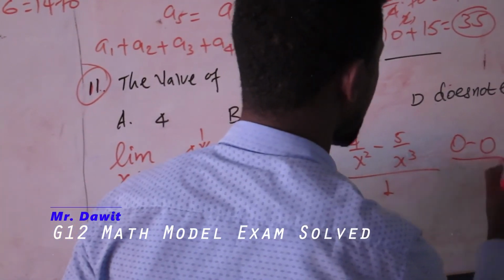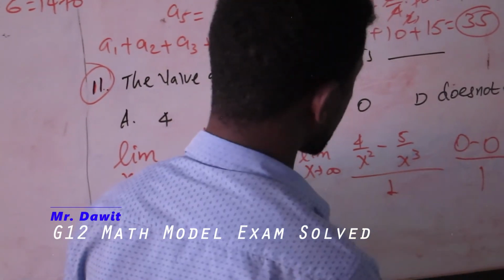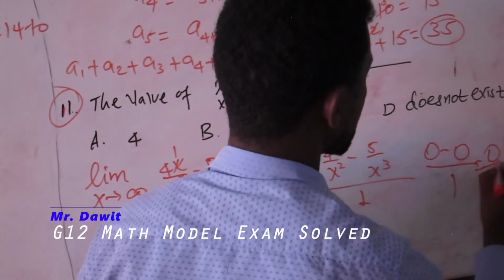That means 0 minus 0 divided by 1. 0 minus 0 is, that's 0 over 1, which is 0.